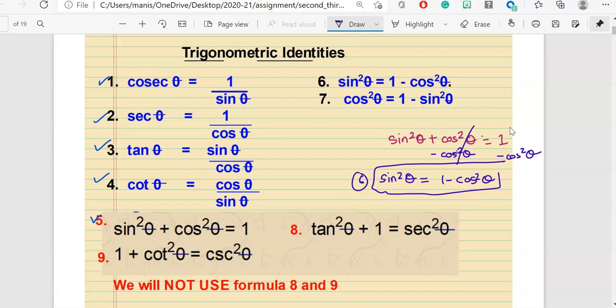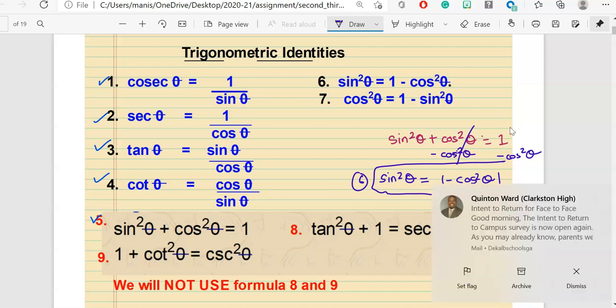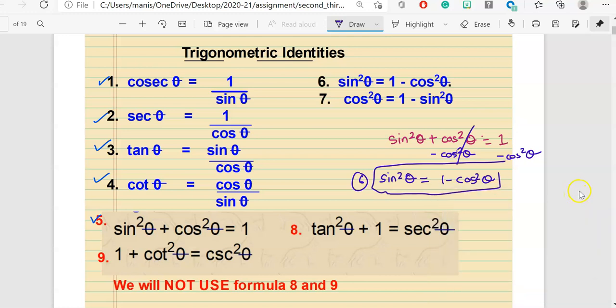What I can do, I can subtract sine square theta from both the sides. So I will end up with formula number 7. Formula number 8 or 9, which we will use in very few cases. Usually I will be restricting myself to only 5 formulas. So let's proceed to the next slide.